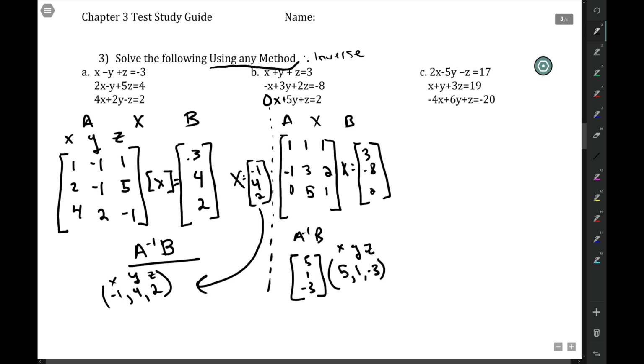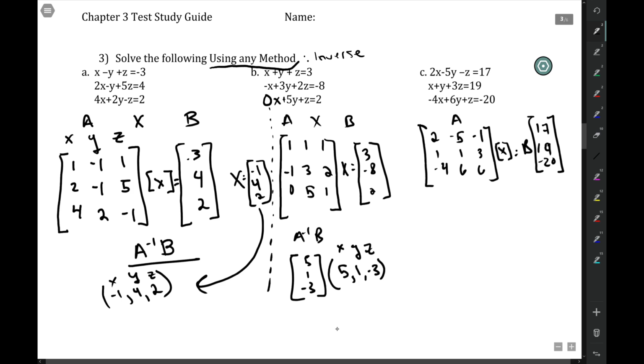X, Y, and Z. So let's check out this last one here. Even pretty simple: 2, 1, -4, -5, 1, and 6, -1, 3, and 6. It's A. And your B matrix, 17, 19, -20. Again, the biggest thing is making sure, one, you do A inverse B, and two, that you plug the matrices in correctly.